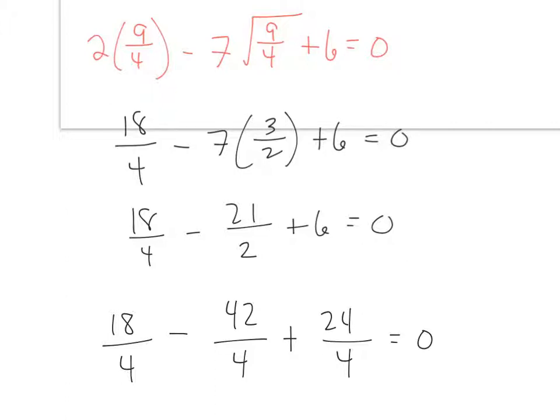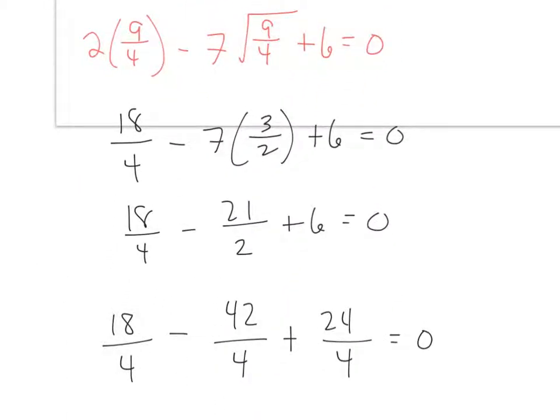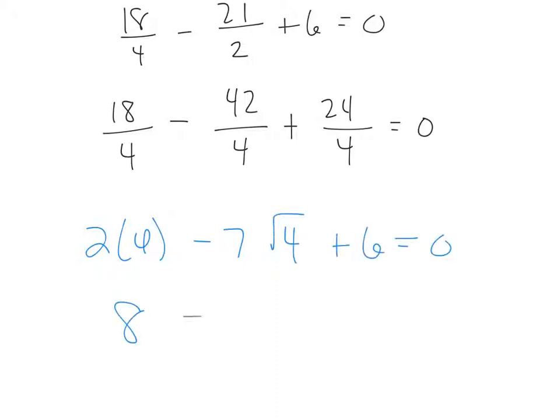That is true. And then we have to check the other answer as well. What was it? 4? 4. Okay, checking 4, we're going to get the following. We have 2 times 4 minus 7 times root 4 plus 6 equals 0. 7 times root 4 is going to be just 14. So this also does work. But please check your answers that involve square roots.